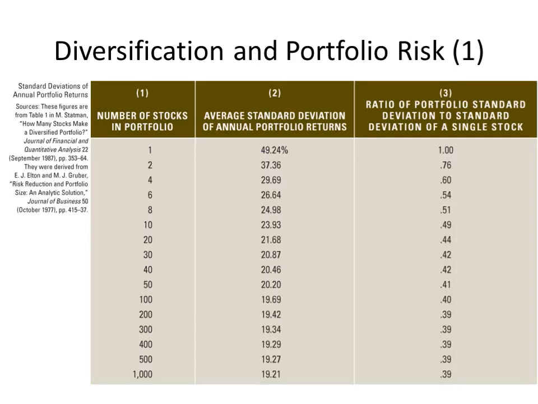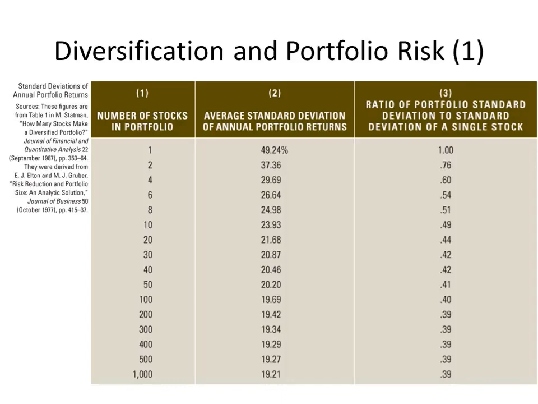So, how did this experiment get done? Well, the authors over and over randomly chose one stock for that first line. They chose one stock. And of all the stocks that they chose, the average standard deviation of the returns for that stock was 49.24%. And so that's where that number came from. And of course, the ratio of 49.24 to 49.24 is 1.0.